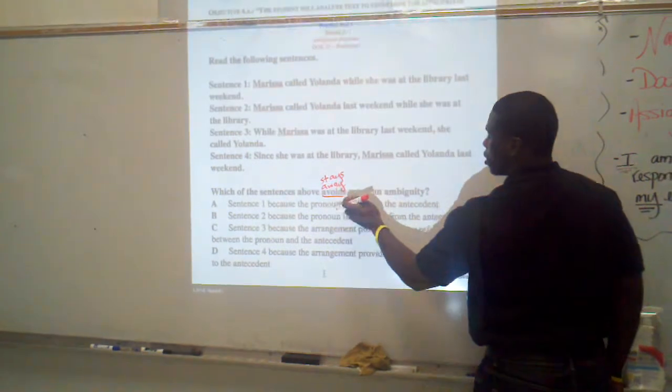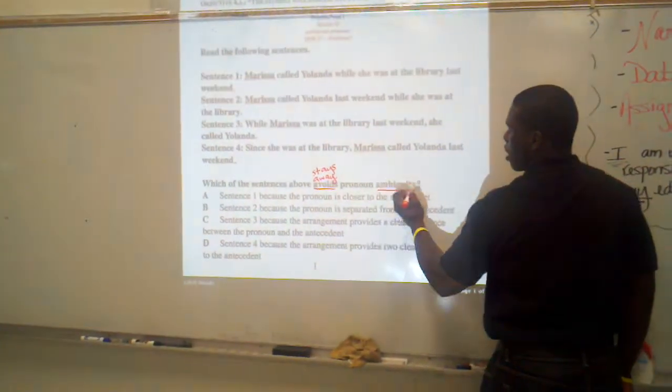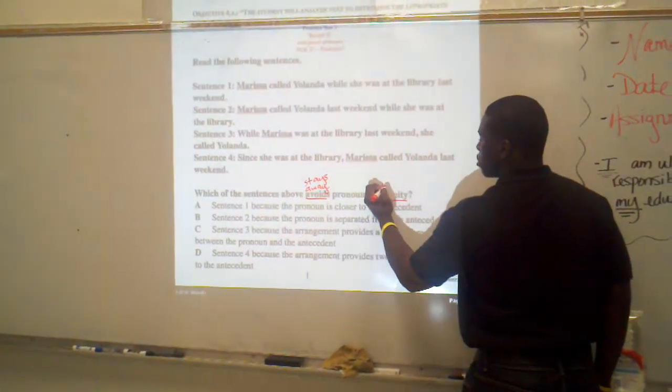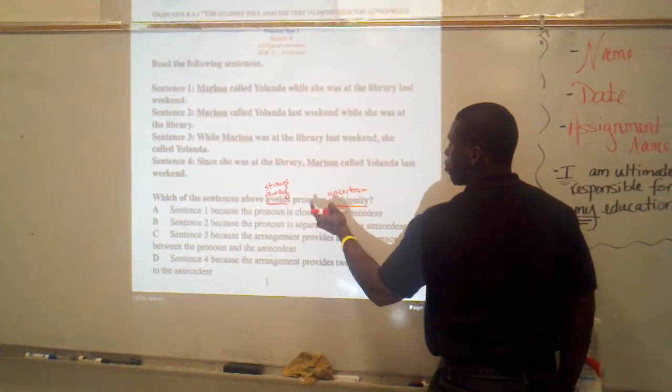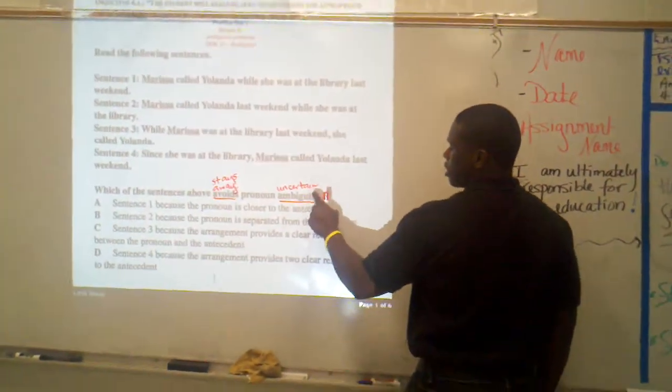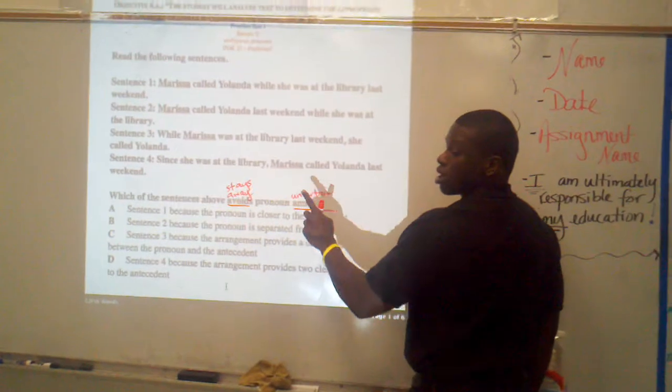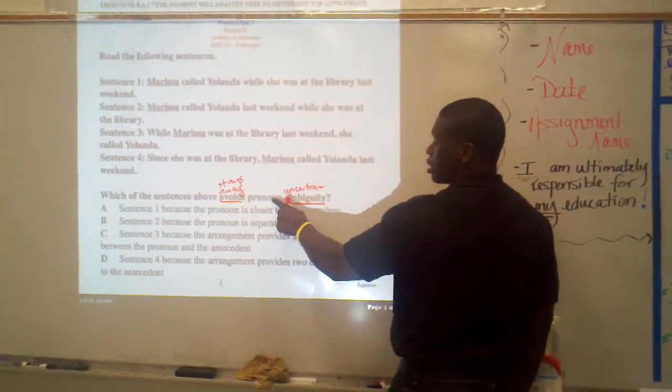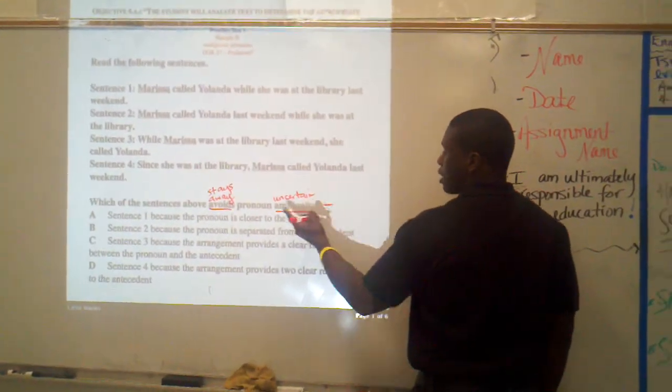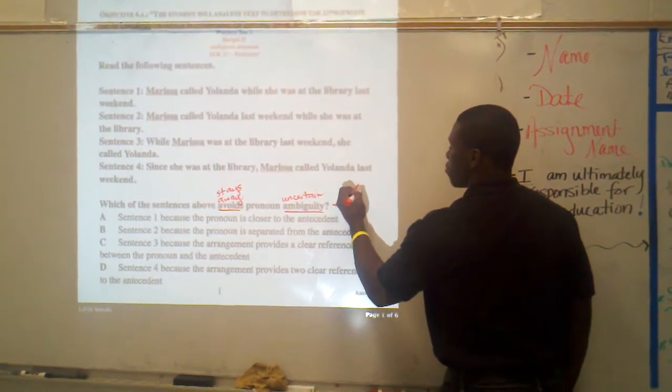Also, we want to avoid pronoun ambiguity. Ambiguity means that something is uncertain. So we want to stay away from the sentence that has an ambiguous or uncertain pronoun. We have to remember a pronoun is a word that takes the place of a noun. So our task for this question is to find the correct sentence.